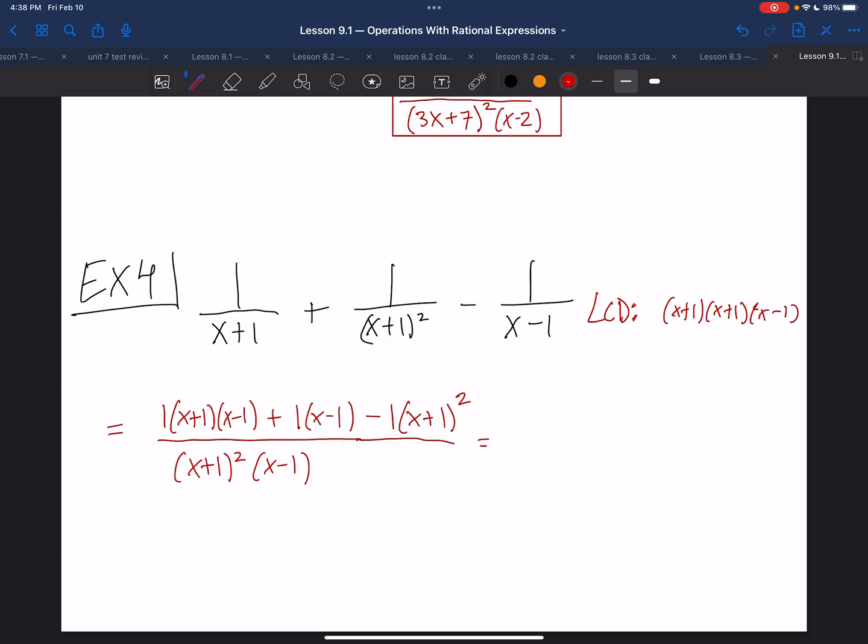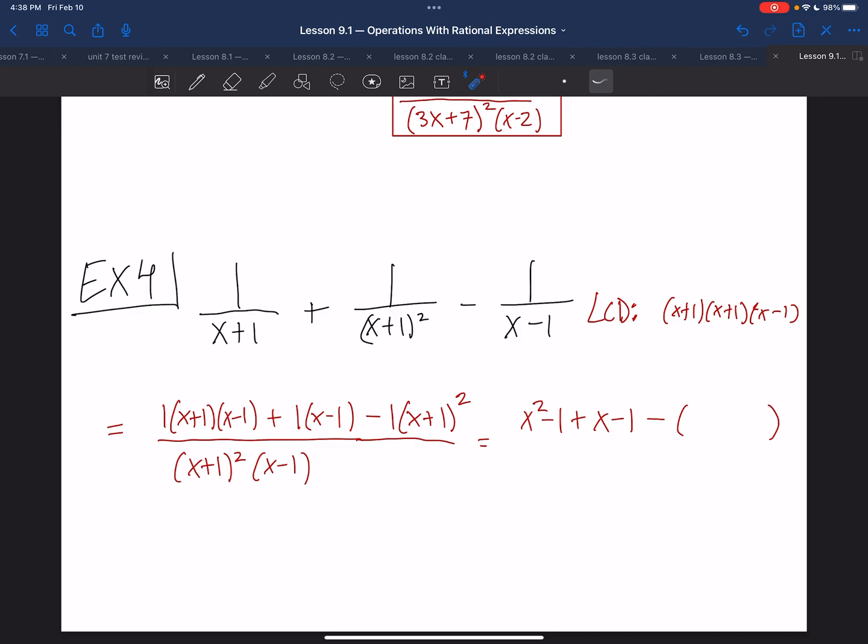Now, that first piece here, x plus 1, x minus 1, that's a difference of squares. So I know that's x squared minus 1, plus, this is just 1 times x minus 1, so that's just x minus 1. And then it's minus, I want to put this in parentheses. You see it's x plus 1 squared, right? This is x plus 1 squared that I'm subtracting.